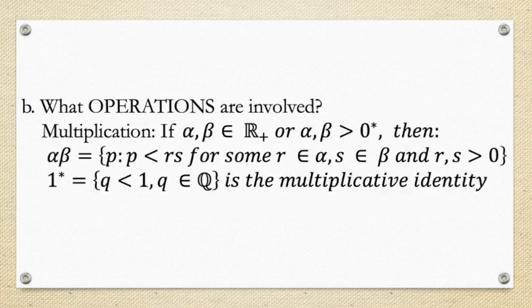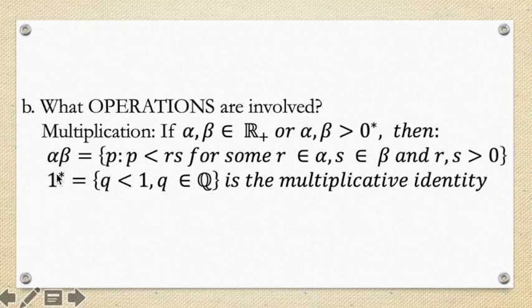For multiplication, if alpha and beta are in positive reals, or the ones that are bigger than 0, then alpha beta is defined to be the set of all little p such that p is less than rs for some r in alpha, s in beta, and rs greater than 0. This is the case for positive rationals. For negative numbers, basically, you make them positive, you multiply, and then negate as needed.